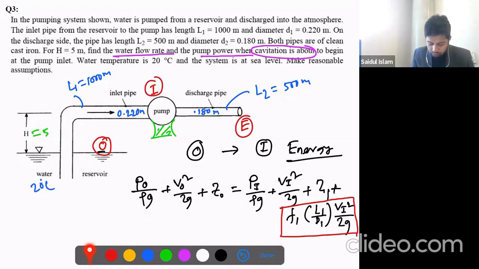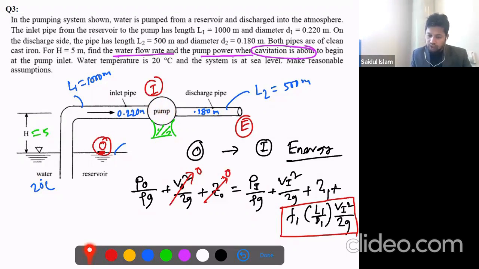Look, we have the water here at rest, so we can say the water velocity is 0. Do we have any elevation at this point? No, we can say Z equals 0. But the rest is not 0. Here the pressure is the atmospheric or barometric pressure, and at the pump, cavitation will happen, so this is the vapor pressure.